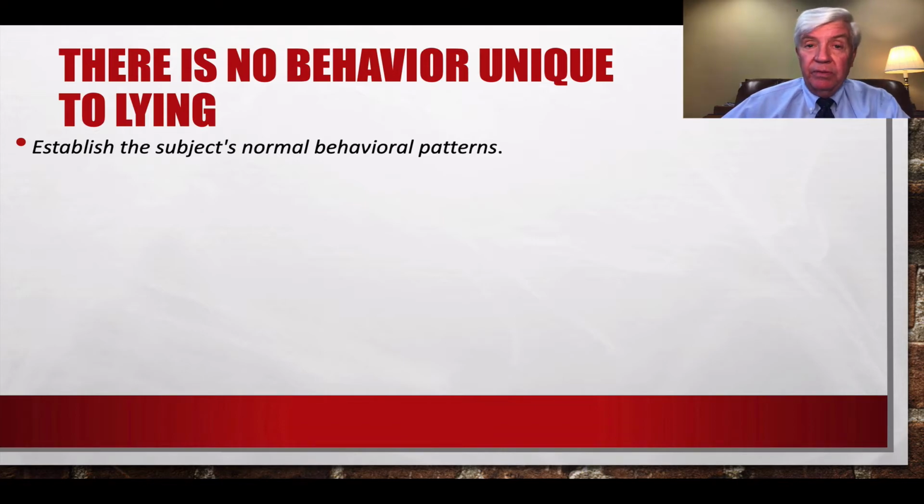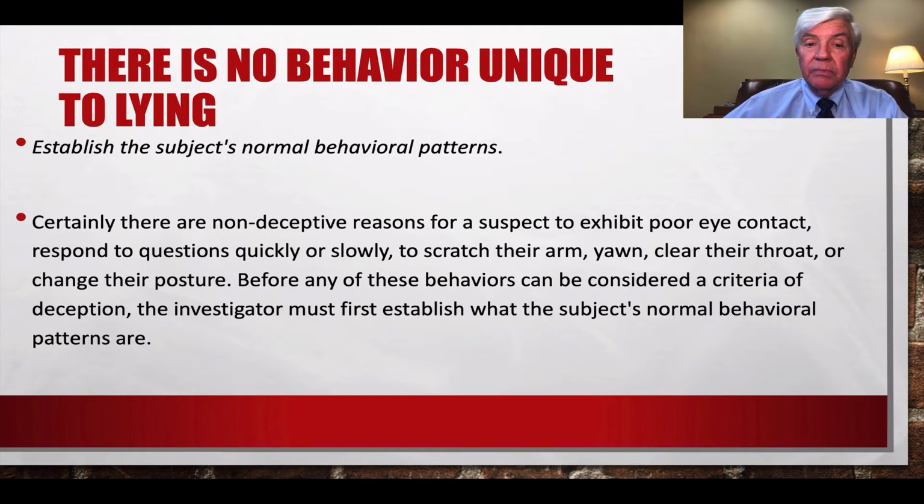The fifth guiding principle is that we always have to establish the subject's normal behavioral pattern. Everybody is unique. Everybody has their own mannerisms, the way they speak, the way they maintain eye contact with someone. And there are certainly non-deceptive reasons that a subject might exhibit poor eye contact or respond to a question very quickly or very slowly, yawn, clear their throat, or engage in other nonverbal behaviors.